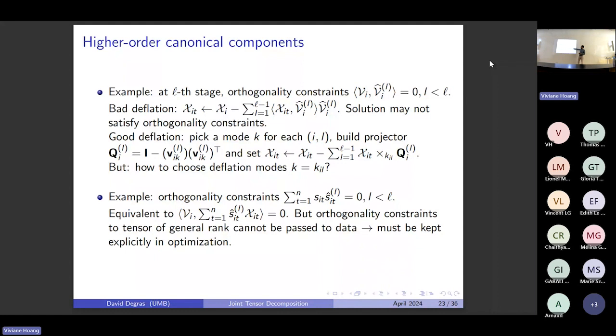Speaking of constraints on the scores, so we have this kind of constraints. They are equivalent to this. So now I have my rank 1 tensor that needs to be orthogonal to general order or general rank tensor. Sadly, this type of constraints cannot be passed to the data. So you are forced to keep it in the optimization.